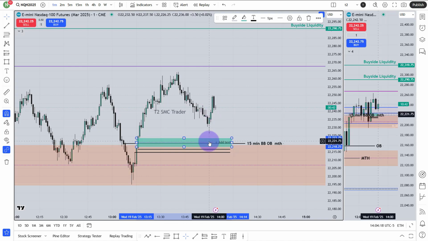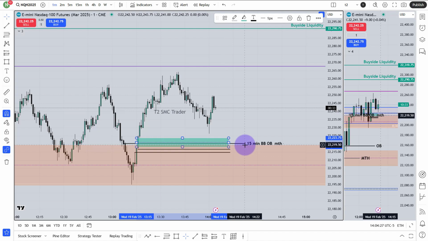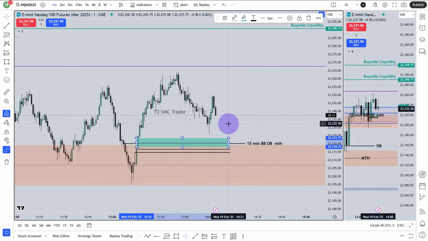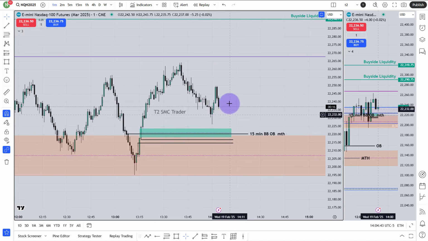I would love to see if it can do one more manipulation, coming either to this entry fair value gap or the last fair value gap, as well as the 15-minute breaker block, order block, mean threshold, until this area. If it can come here and then provide me a buying opportunity, I will wait for a setup here to take my entry. So I will keep waiting around this area, not going to take any entry over here.